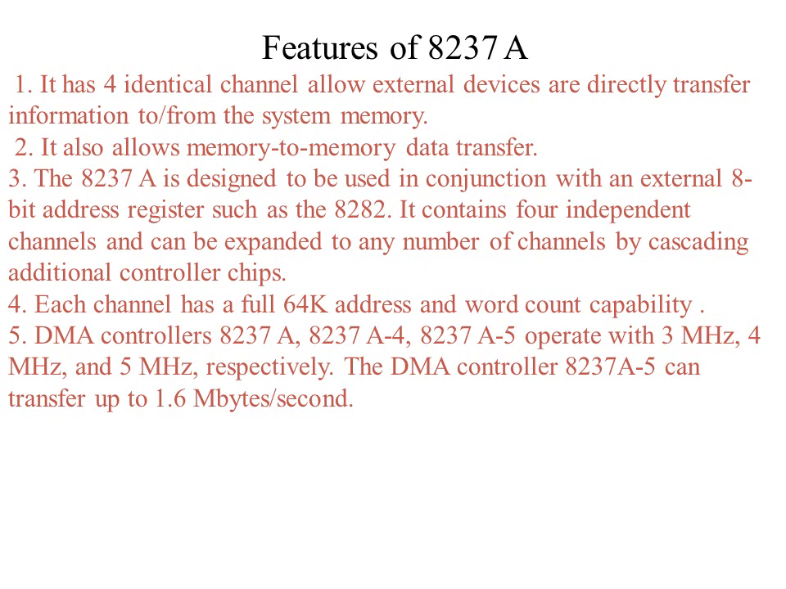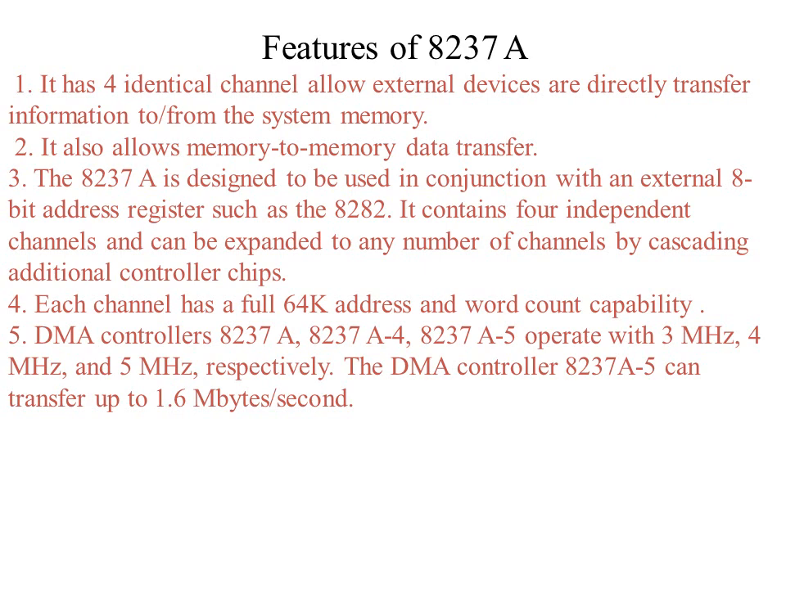It has 4 identical channels to allow external devices for direct connection. It also allows memory to memory data transfer. It is designed to be used in conjunction with an external 8-bit address register such as the 8282. It contains 4 independent channels and can be expanded to any number of channels by cascading mode. Each channel has a full 64K addresses.